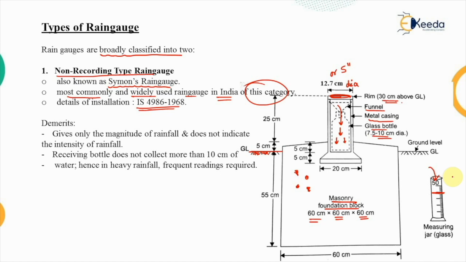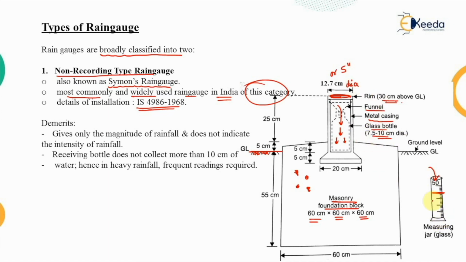Now there are certain demerits regarding this method. What are those? Obviously when we are collecting this rainfall into this measuring jar, one by one a person will be coming up and emptying the glass bottle into this measuring jar.